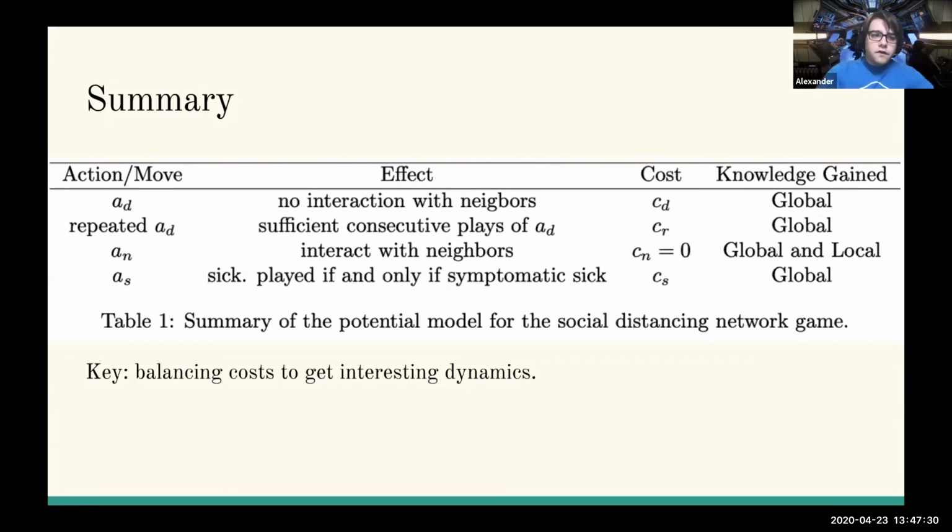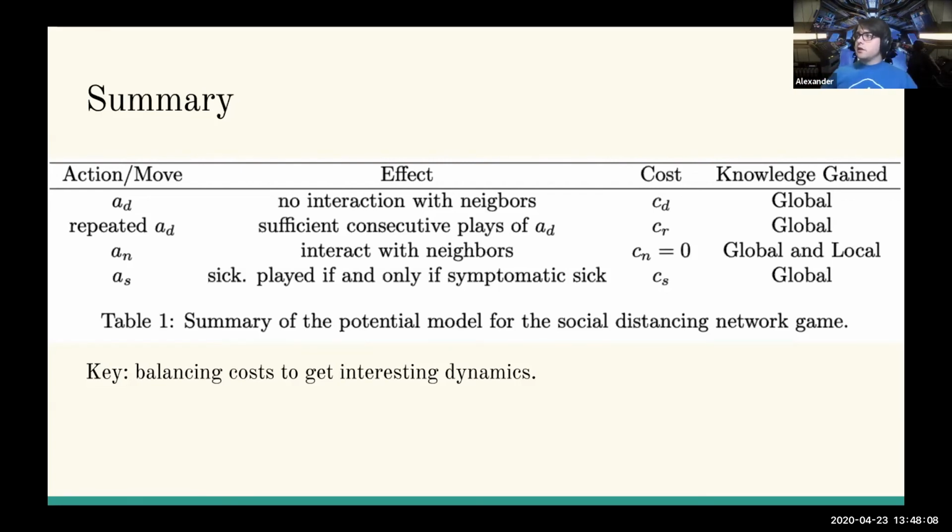So first off, you can take the action of staying home, right? So you can distance, and that is going to incur some sort of constant cost to you. This can be interpreted as the cost of staying away from your friends, or the cost of not being able to go to work or something like that. And this cost is going to increase relative to the number of consecutive times that you play this action, right? So there is a greater cost to consistent social distancing than to just social distancing for one day.